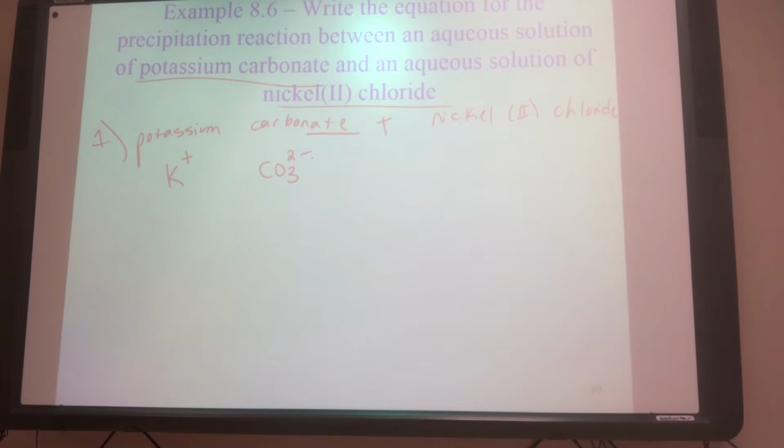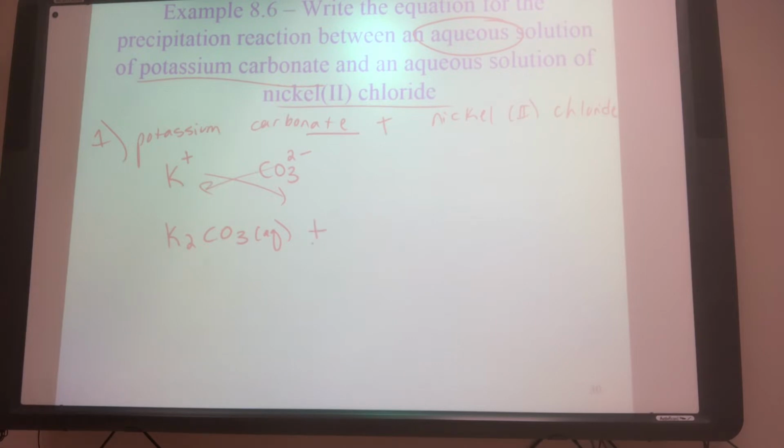All right, so now I have the charges for those two ions. I want to write out my compound, so I cross down and I get K2CO3. Can I reduce that? Nope. And then I want to know what the state is. So it said it was an aqueous solution of potassium carbonate. So that's aqueous. So now I have my first reactant.